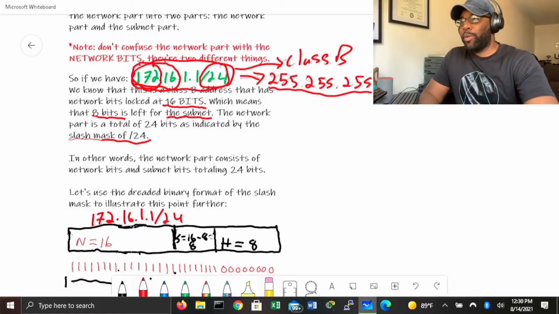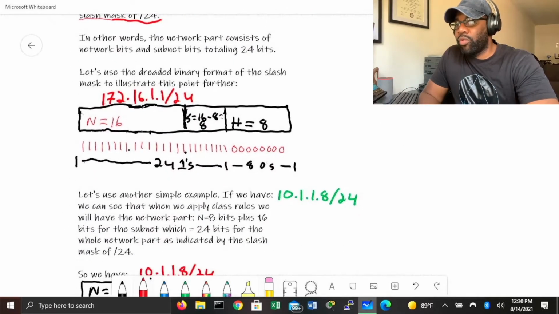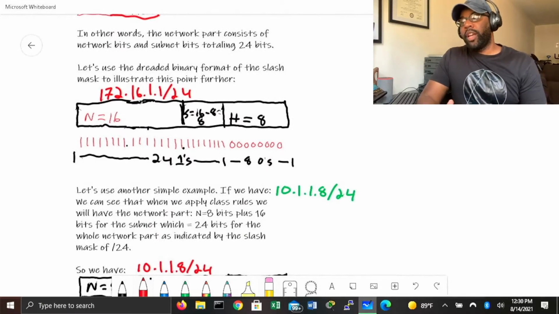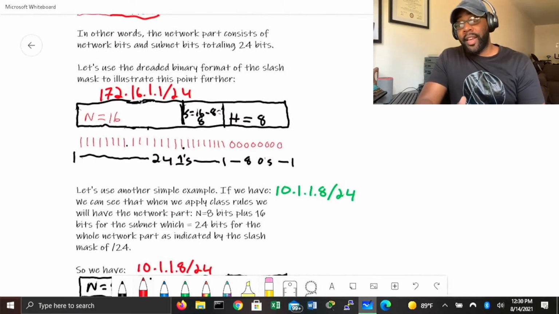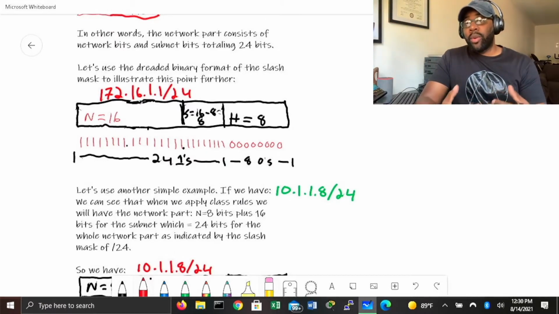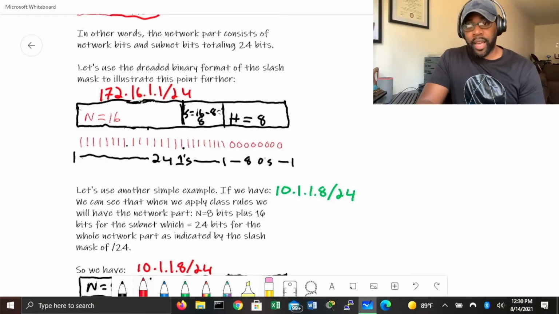We're going to illustrate this with the binary mask, which I hate writing out, which is why I'm glad I prepared this wonderful work of art, these study notes that will save us some time and not having to write everything out. In other words, the network part consists of network bits and subnet bits totaling 24 bits. Remember, when we're dealing with IP addresses and subnetting, we're dealing in terms of bits, right? You're going to see where bits come in somewhere down the line when we're designing our subnets.